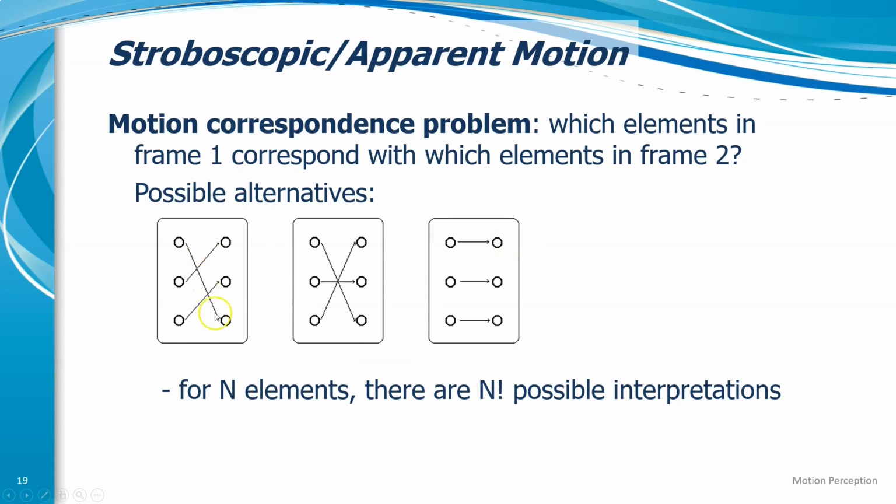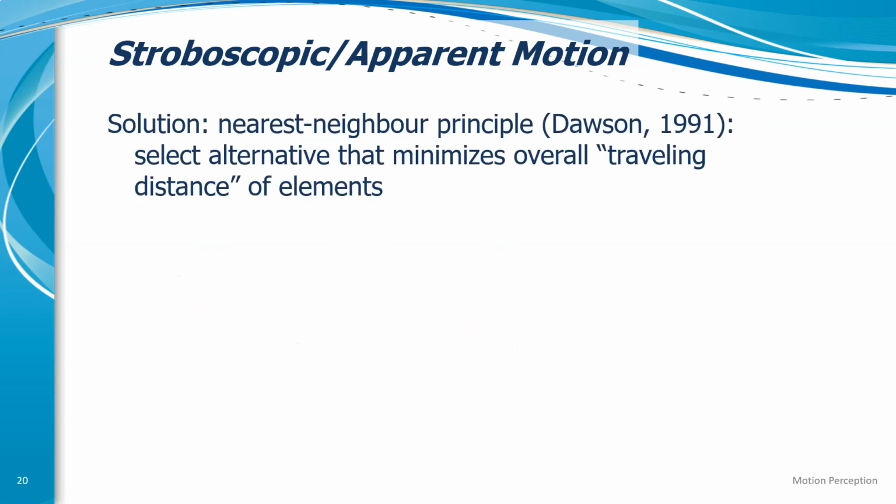Now this one has 1 big long vector and 2 medium ones there, 1 really short one and 2 really long ones, and look at this one, 3 very short vectors. Which alternative is selected by the visual system? The one that minimizes the overall traveling distance of the elements, and that's why it's called the nearest neighbor principle. Each circle in frame 1 moves to its nearest neighbor in frame 2. What an elegant solution using mathematics to come up with an answer, except there are more problems.